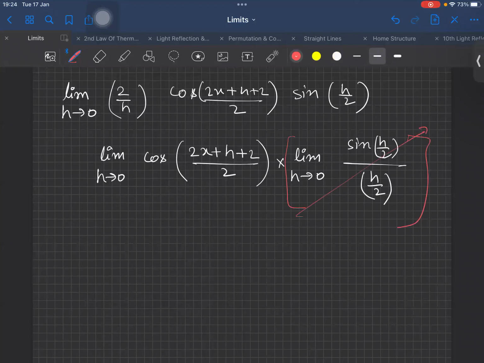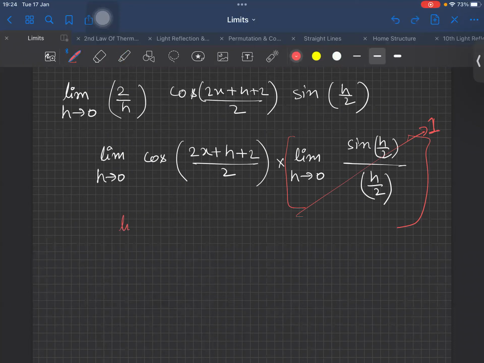This value will be 1, right? What will be this? Just substitute h is equal to 0. What will you get if you substitute h is equal to 0? Let's substitute h is equal to 0.